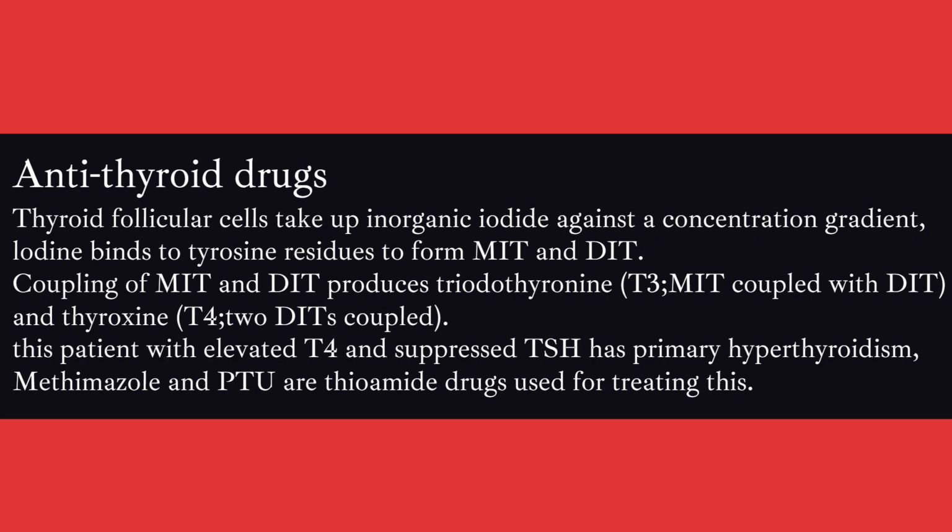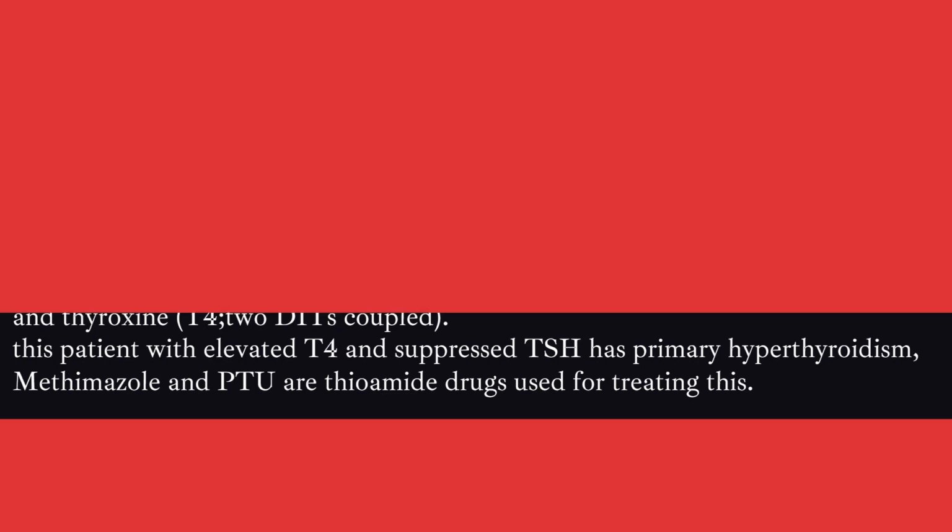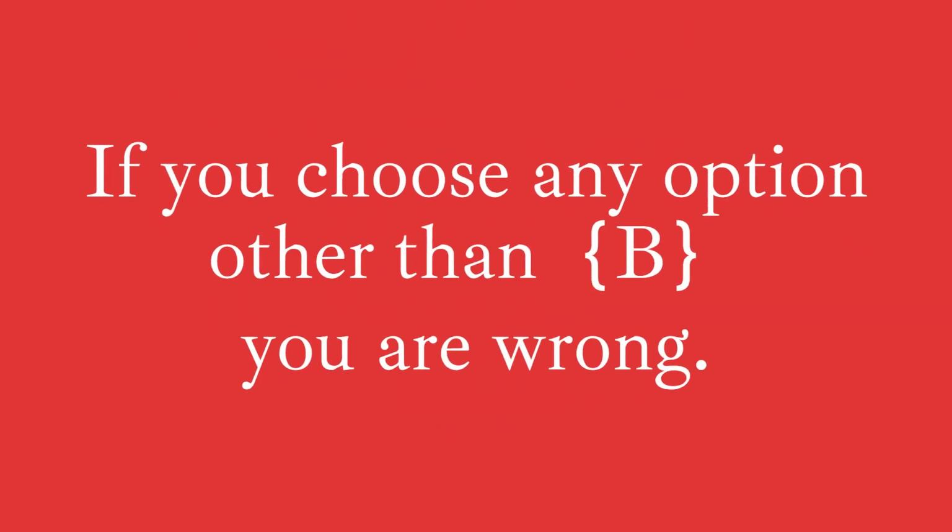Methimazole and propylthiouracil are thioamide drugs used for treating hyperthyroidism. They inhibit thyroid peroxidase, the enzyme responsible for both iodine organification and coupling of iodotyrosines. Propylthiouracil also decreases the peripheral conversion of T4 to the active hormone T3, although methimazole does not have this effect. If you choose any option other than B, you are wrong. Let's briefly discuss the other options.